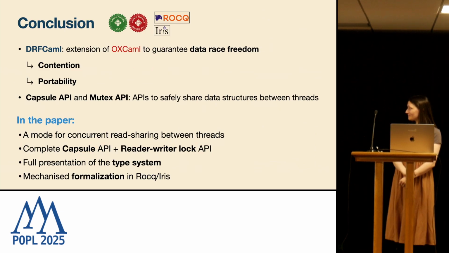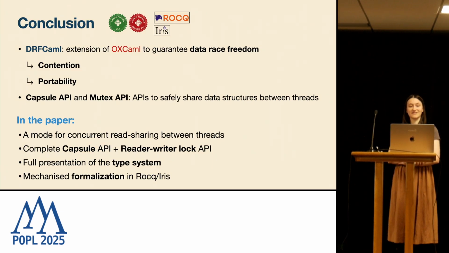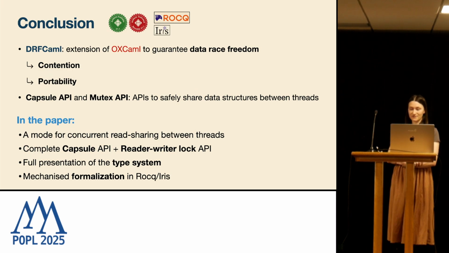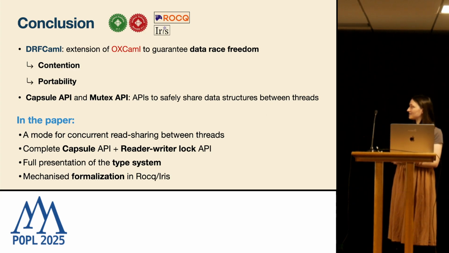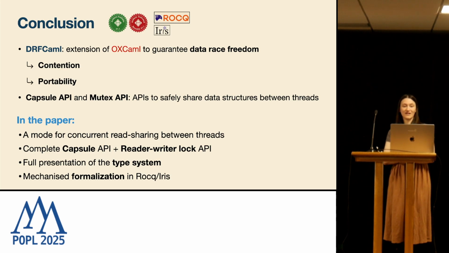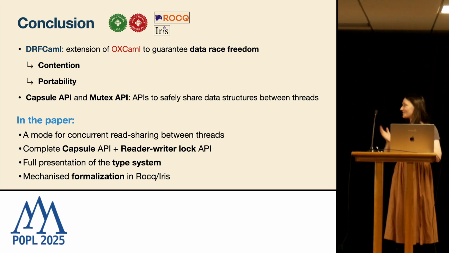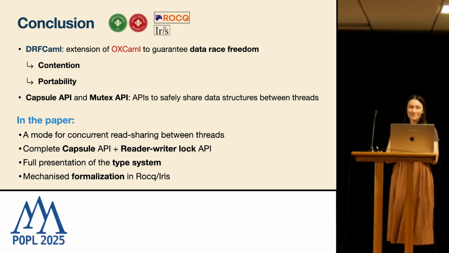So in conclusion, I've presented DRFcaml. It's an extension of OxCaml that guarantees data race freedom with 2 new axes, contention and portability. I then presented 2 APIs, the capsule API and the mutex API, that allow us to safely share data structures between threads. And finally, there are also a lot of things that I've omitted. So in the paper, you can also read about the full design.